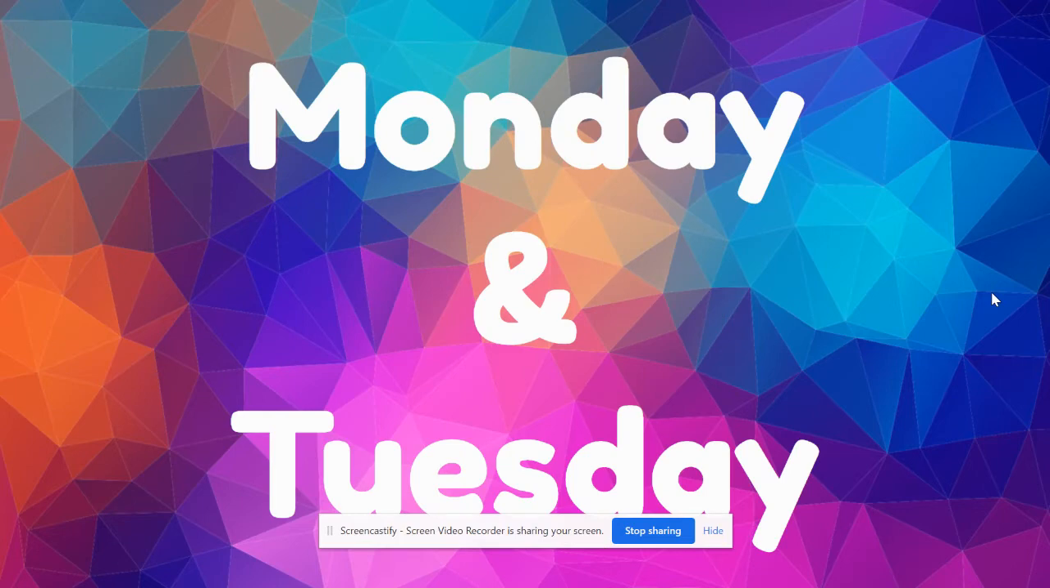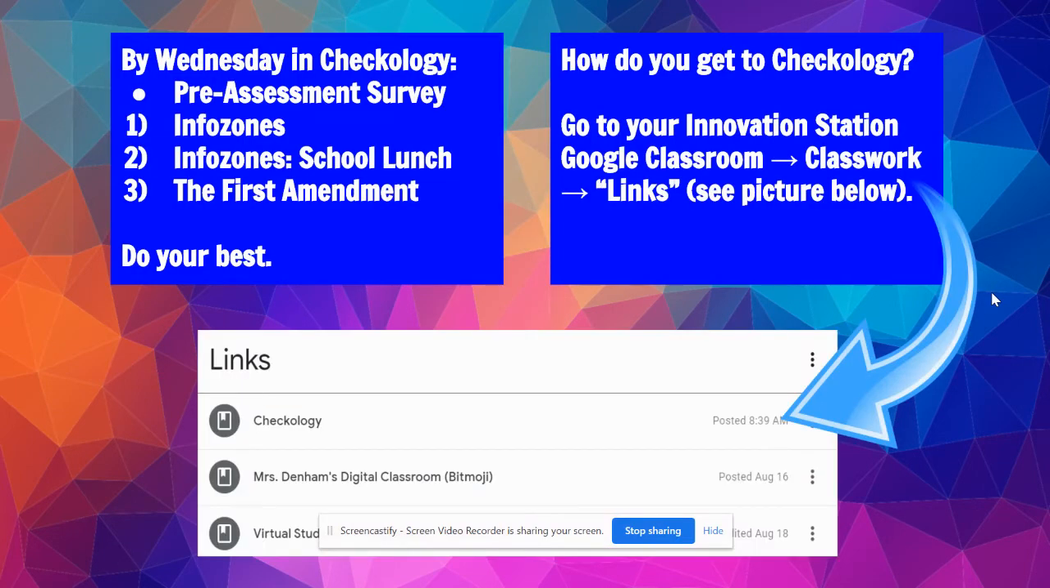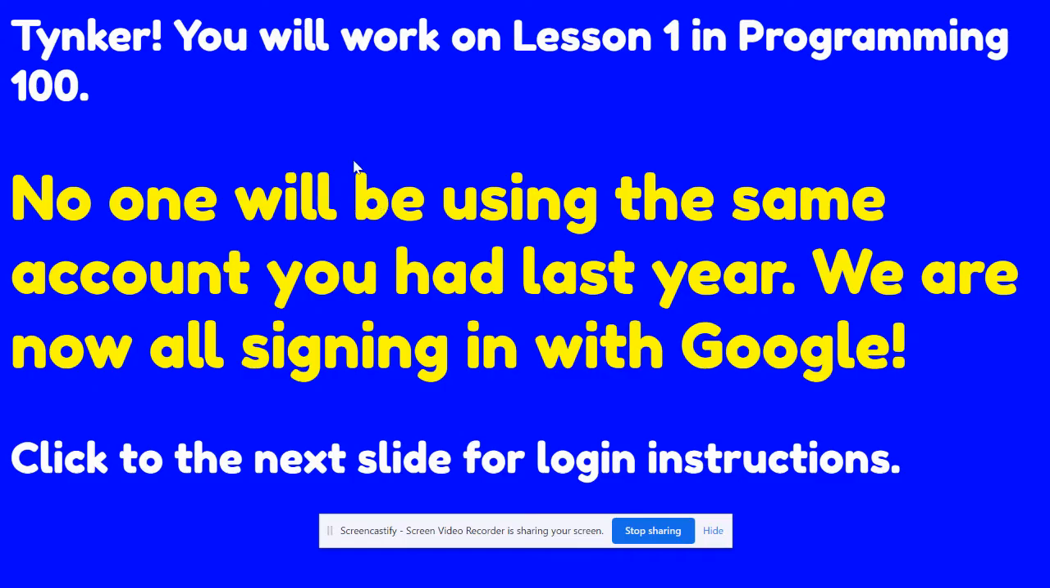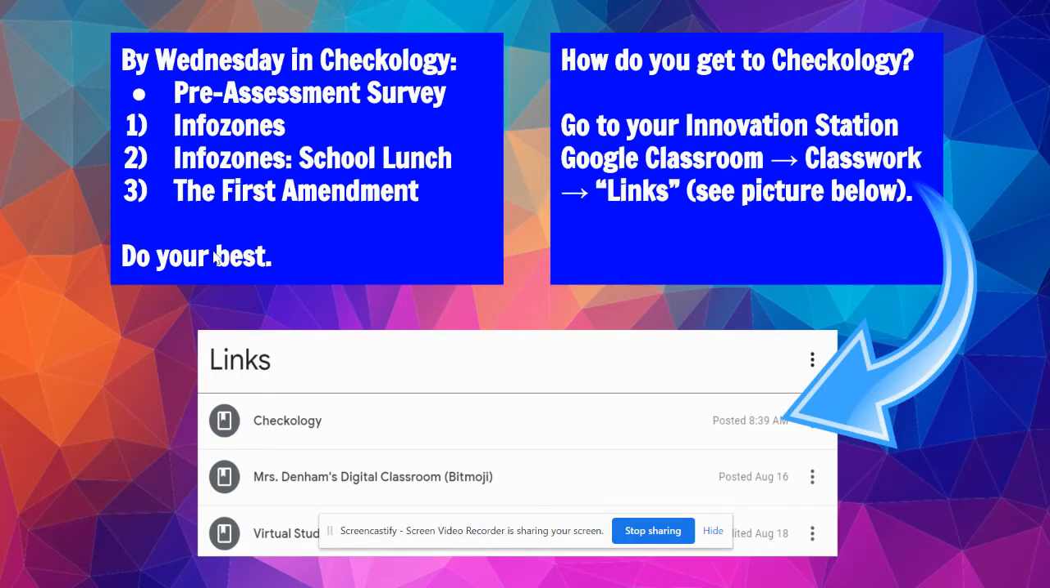For Monday and Tuesday, you've got two big jobs. By Wednesday in Checkology, you need to have the pre-assessment survey done and InfoZones done and InfoZone school lunch. This shouldn't be a problem because this was assigned during the last rotation. For this rotation, you need the First Amendment. You cannot go forward until you complete each lesson. Do your best.